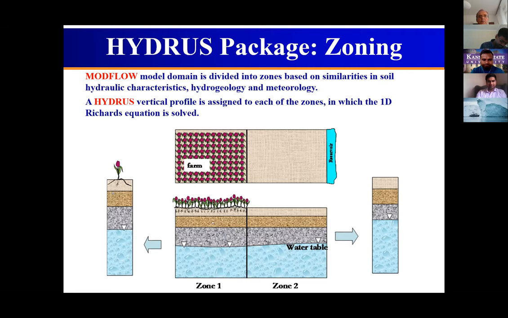So between the groundwater and surface, we would have one HYDRUS vertical representing this part of the domain, and one HYDRUS vertical representing this part of the domain. And in HYDRUS, we would then describe the precipitation, transpiration, evaporation, root water uptake, layering, et cetera, and all of that. And we would simulate flow in the vadose zone. And we would calculate the recharge at the bottom.